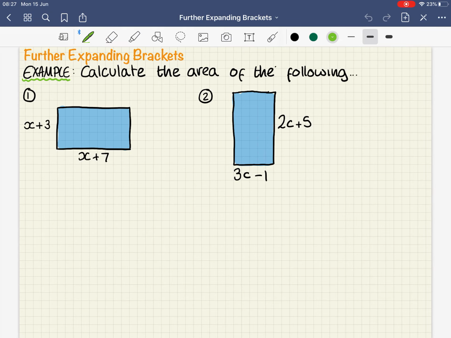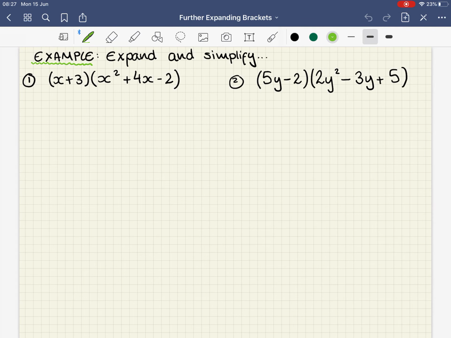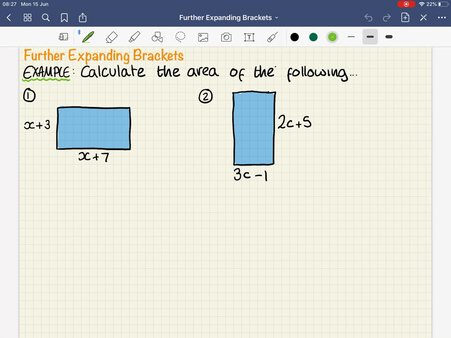Okay, so here's a quick little video just going over two examples of how we can extend this idea of expanding brackets. So I've got a question here about finding the area, and then I have some questions here where I have more than two things inside one of the brackets. So let's take a look to see what to do.